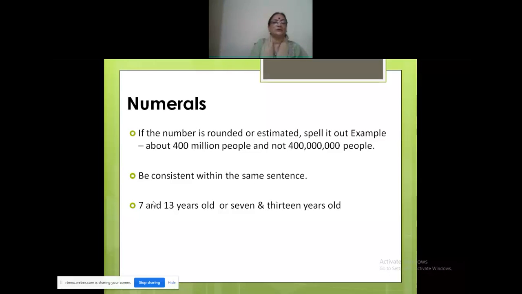क्योंकि sentence में क्या हो सकता है कि एक number less than 10 और एक number more than 10 ऐसा हो सकता है. So what do we do? Either we write both in numbers, numerals, or we write both in words. That is, the consistency has to be maintained. एक तो मैंने न्यूमरल्स में लिख दिया और एक मैंने वर्ड्स में लिख दिया, then consistency will be broken. So I should ensure that I maintain whatever I'm starting with. So maintaining is very, very important.